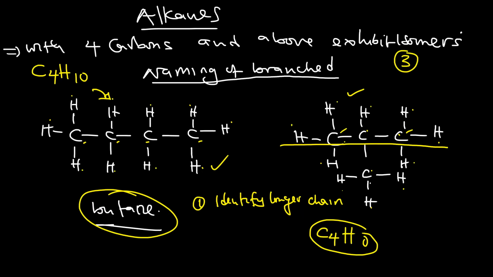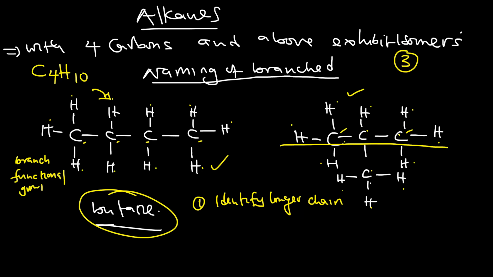Now, the second part, look around at what you have. Ask yourself these questions. Do you have a branch? Do you have a functional group? If you have a branch and you don't have any of the remaining, make sure that you prioritize the branch when assigning numbers to carbon or when counting.